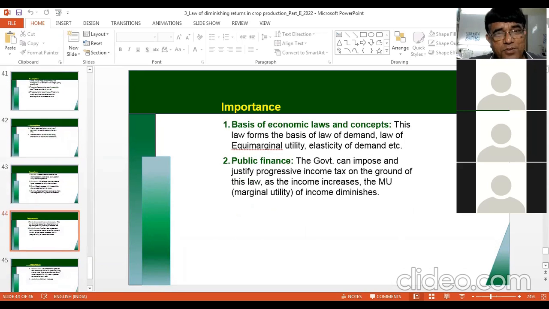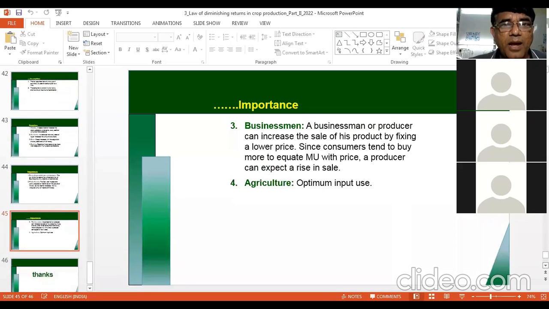And it is, of course, very important because it is the basis of agricultural economics, farm management, fundamental law. So basis of economic laws and concepts, and it is used in public finance and businessmen use it. And in agriculture, we use optimum level of inputs.